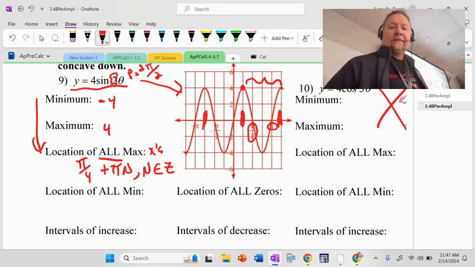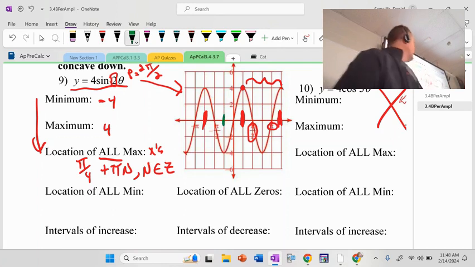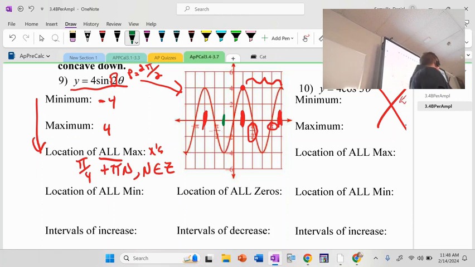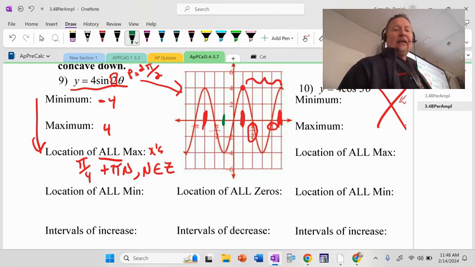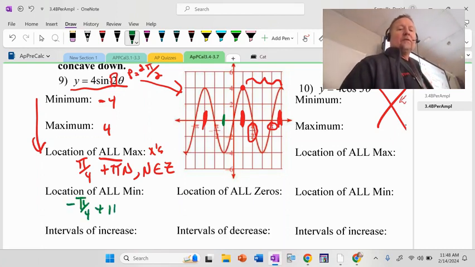Now the low points. You know what? You don't have any rules on this. I could pick this one. Why would I pick this one? Symmetry. If that is this, then what is this? Negative pi over 4. And then how far away are these? Go ahead and say that thing. They're pi, the period.